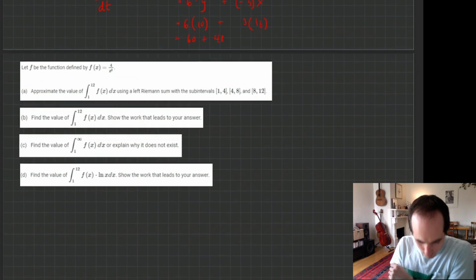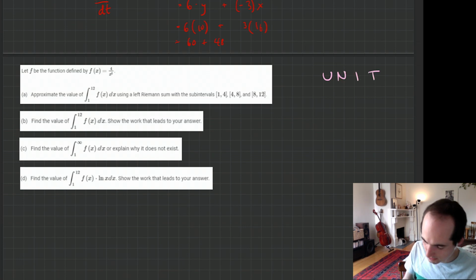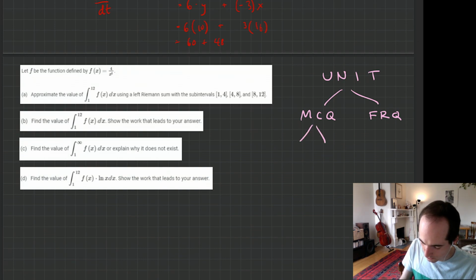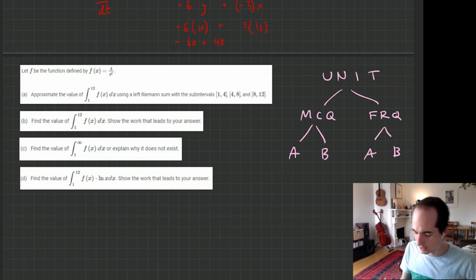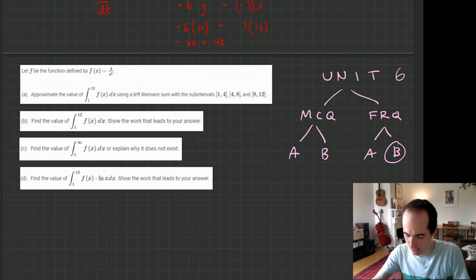Now it's working. Okay. So the way the free response questions go is you have a unit, right? So this would be Unit 6, and then they have multiple choice questions, and then they have free response questions, as you know. There's usually part A and part B for each of these, and sometimes even a part C. So this one is part B of Unit 6. We're going to do Unit 6 free response part B together.